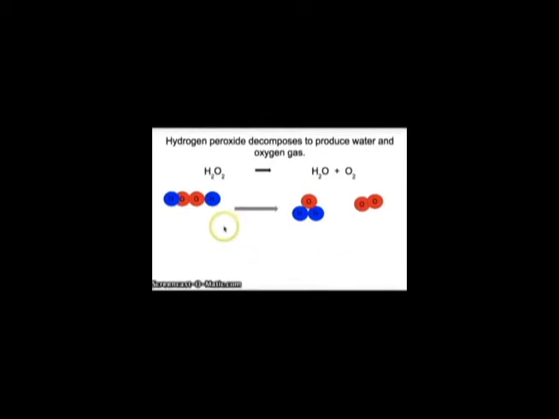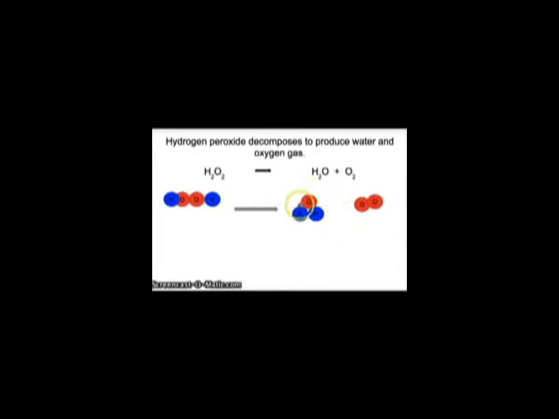Now notice that we have 2 hydrogens on the left side and 2 oxygens on the left side. On the right side we have 2 hydrogens, but on the right side we have 3 oxygens. And that is not balanced. We have to have the same number of each type of atom on both sides of the reaction. So therefore, we have to start adding different molecules.